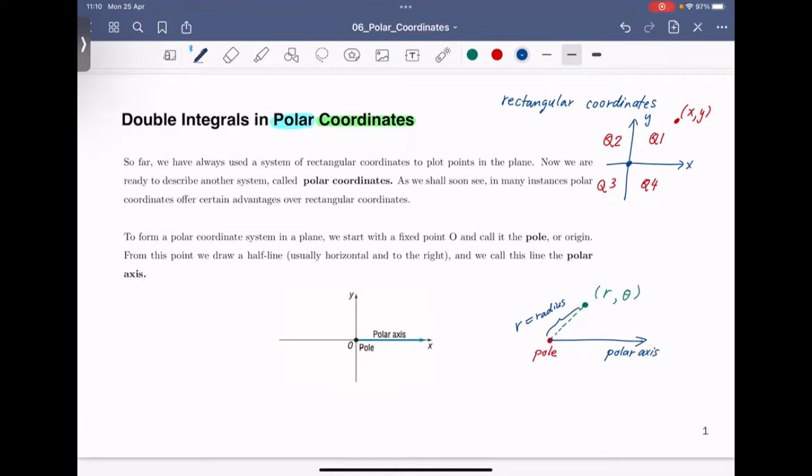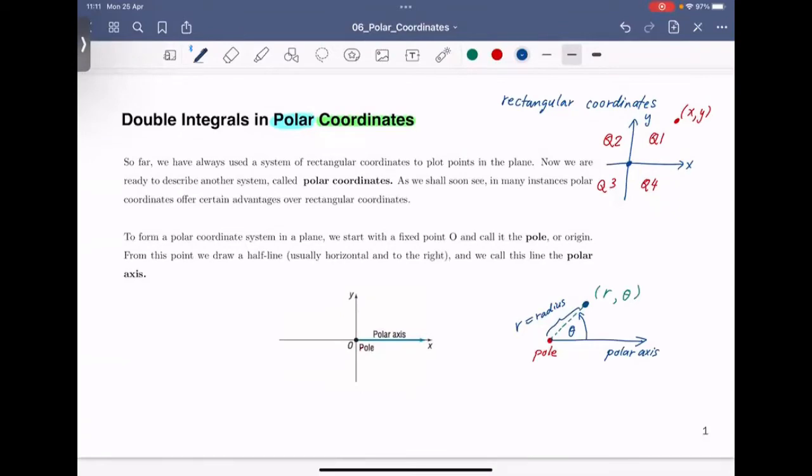Your theta is going to be the angle that you measure from the polar axis. You start from the polar axis, and then you go counterclockwise. So it means you have to do this way. Counterclockwise is similar to trigonometry that you learned before. And then you measure theta here. So this point, we're going to say that it's (r, theta).